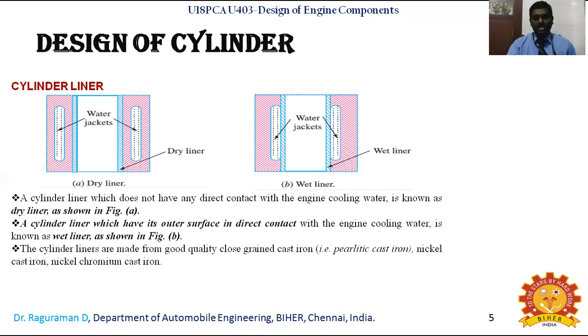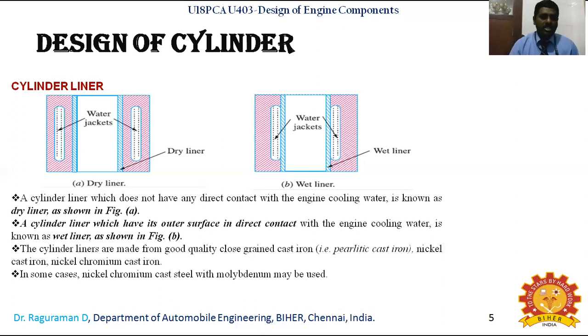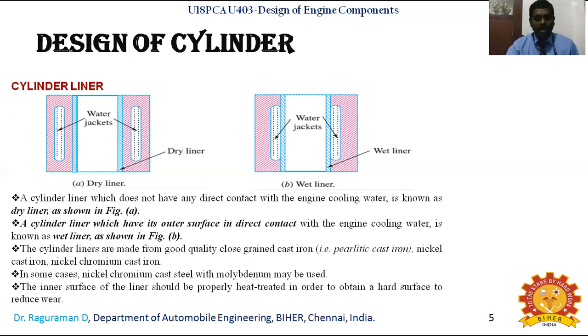The cylinder liners are made from good quality close-grained cast iron. That is usually pearlite cast iron, and also nickel cast iron and nickel chromium cast iron, because as already mentioned, the liner has to withstand high temperature, and cast iron can withstand high temperature. So we go with pearlite cast iron as well as nickel cast iron and nickel chromium cast iron. In some cases, nickel chromium cast steel with molybdenum can also be used. The inner surface of the liner should be properly heat treated in order to obtain a hard surface to reduce wear.